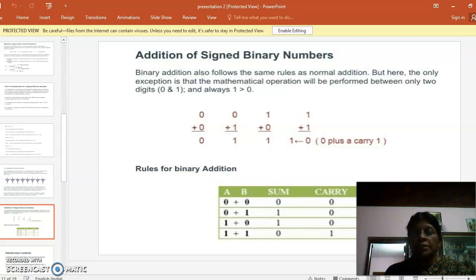When we add 0 plus 0, the sum is 0 and carry 0. For 0 plus 1, the sum is 1 and the carry is 0. For 1 plus 0, the sum is 1, carry is 0. And for 1 plus 1, the sum is 0 and carry is 1.